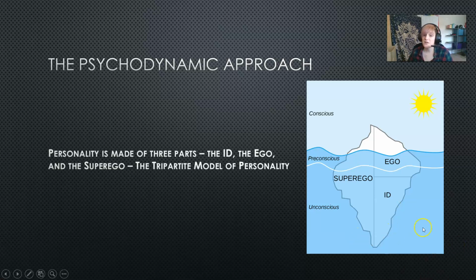We are also not fully aware of other parts of our personality, but they kind of interact with each other, and we are aware of all things in our consciousness, and some of our superego and ego is in our consciousness.